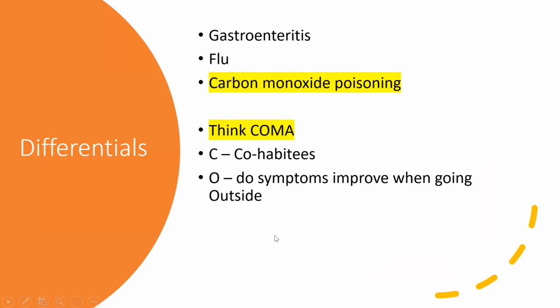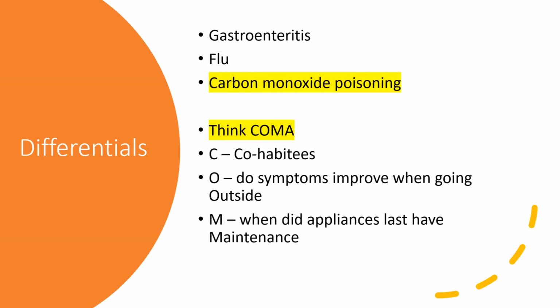So C stands for cohabitees. O is, do your symptoms improve when you go outside? M is, when did your appliances, sort of your cooker, your grill, last have maintenance? And A, do you have a functioning carbon monoxide alarm? So they've sort of squished it into this acronym, but because it's so silly, I sort of remember it.